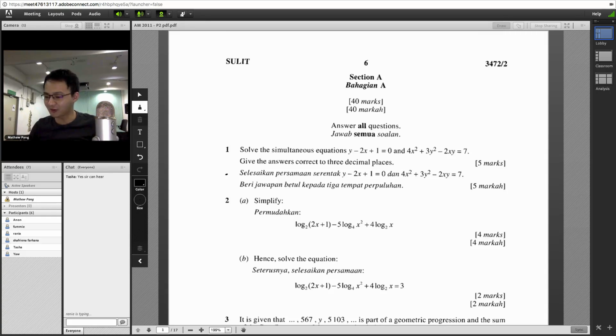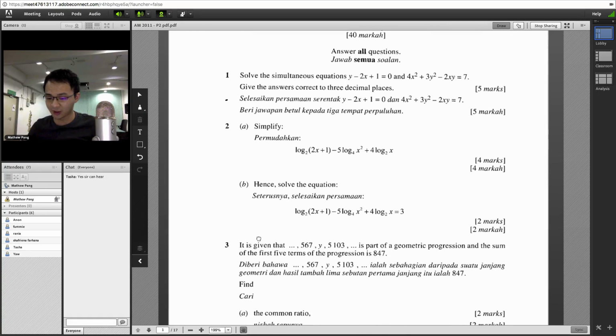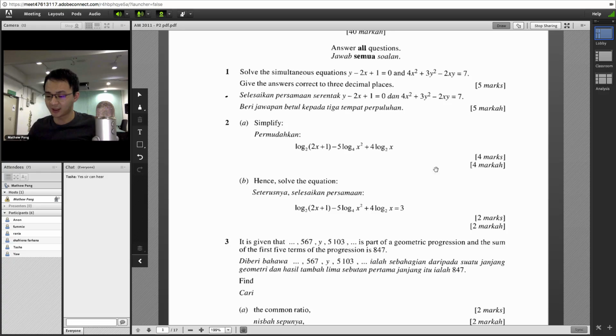Okay, let's have a look at the first question first. Obviously, this is a log question. For this question, the first part is to solve the simultaneous equations, which should be very easy. So if you want to solve the simultaneous equations, let me see.